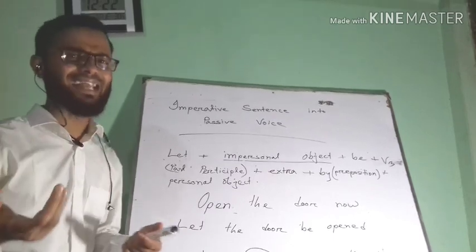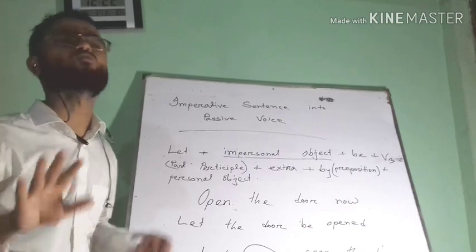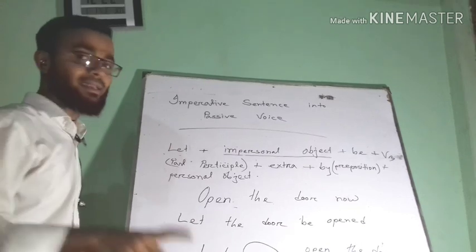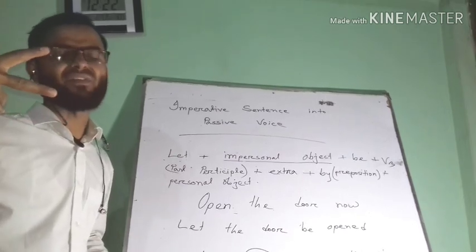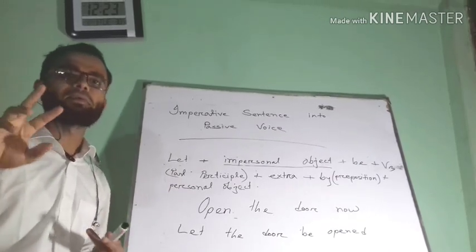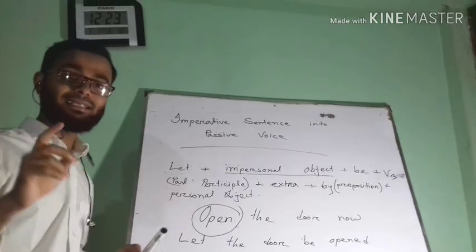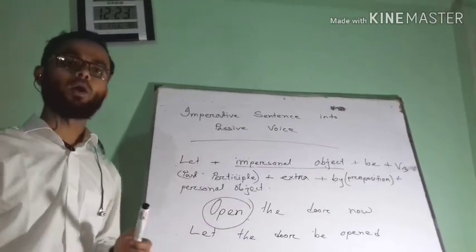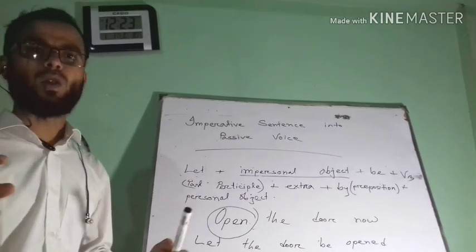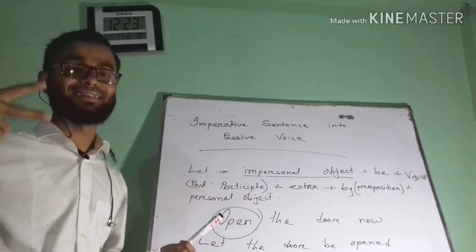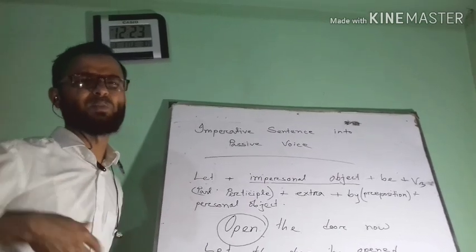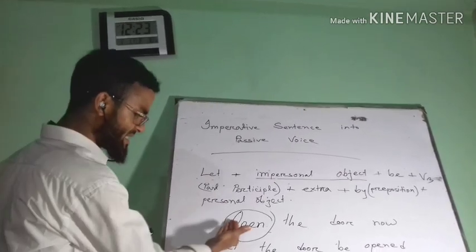You have to understand that an imperative sentence starts in only two ways. It is very easy to know: if the sentence starts with a verb, it will be called an imperative sentence. If the sentence starts with let, it will be called an imperative sentence. So it starts with a verb or with let. Sometimes a requesting word, such as please, may be given before.